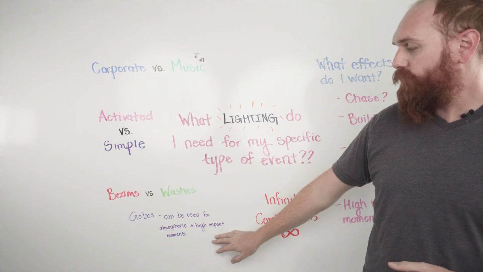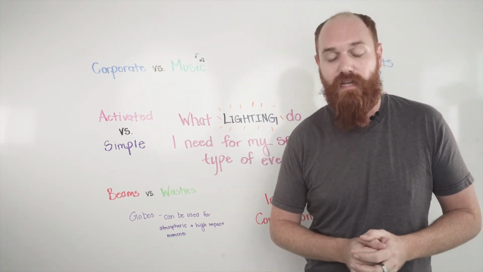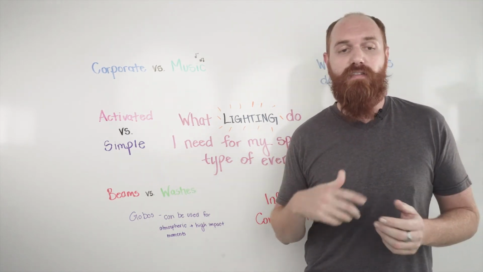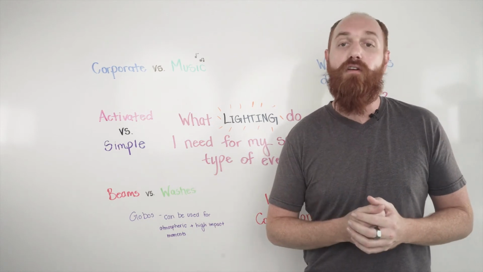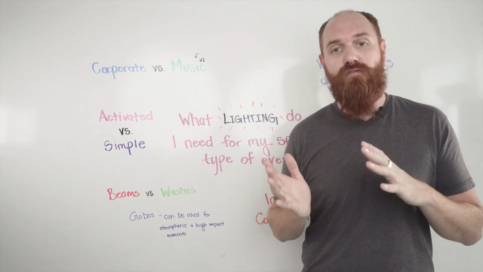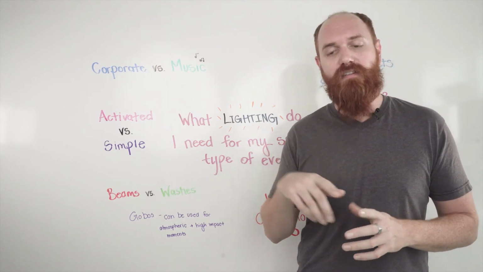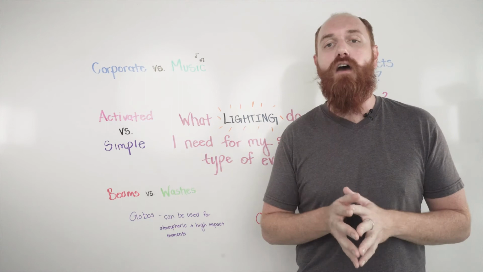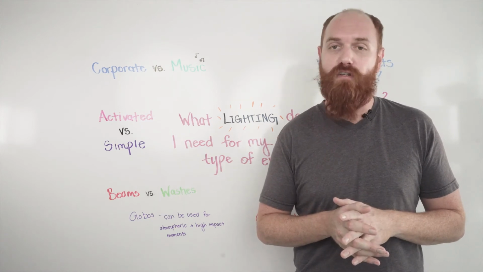Gobos are wonderful too. Some moving head lights have a whole wheel full of gobos that they can cycle through to create various effects, from raindrops to bars of light, even beam splitting effects, where it just kind of casts out a whole array of beams from a single fixture.